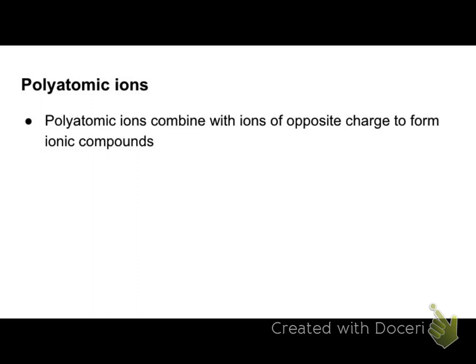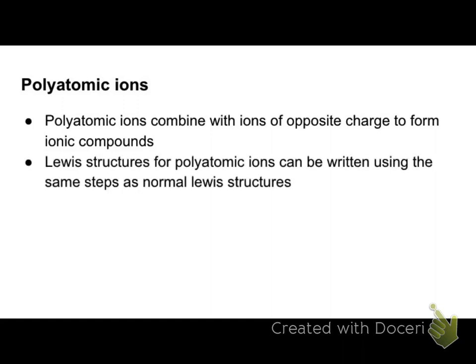Polyatomic ions can combine with other ions that have an opposite charge to then form ionic compounds. So then you would have a covalent compound inside of an ionic compound, because chemistry is fun. And we like to do weird things like that. You can draw the Lewis structure for a polyatomic ion using all of the same rules that we used to draw Lewis structures of our covalently bonded compounds.